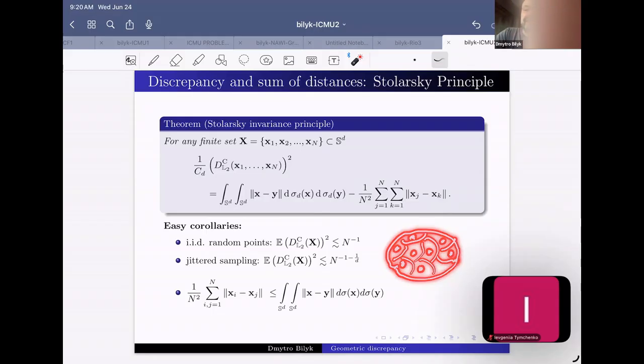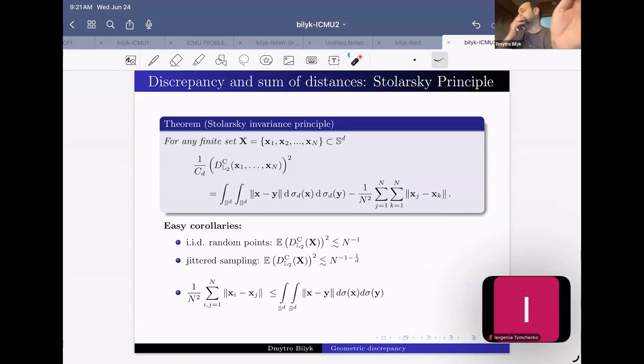And it turns out that in this case, the expectation of this discrepancy squared is of this order. If you take square roots, you get n to the -1/2 - 1/(2d). And that's exactly the exponent from Beck's bound. So this shows that Beck's bound is sharp, because if the expectation is bounded by this quantity, then there exists a realization that has discrepancy of this order. So these are two very simple corollaries.